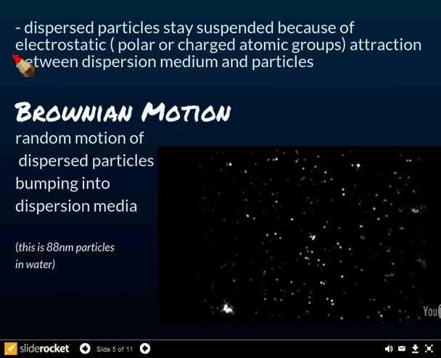Okay. Electrostatic in nature. That means they have a charge to them. And so if they have a charge to them, they're going to attract other unlike charged particles or repel like charged particles. So that's rather important in keeping a colloid a colloid. The two main reasons why you have colloids is because of this electrostatic attraction or repulsion, and then also because of the size of the particles.